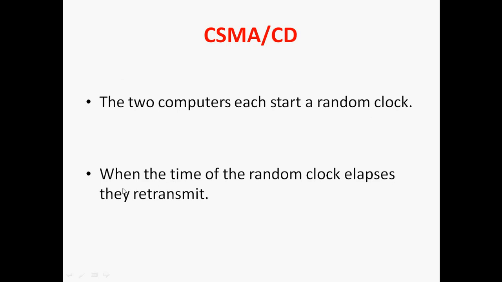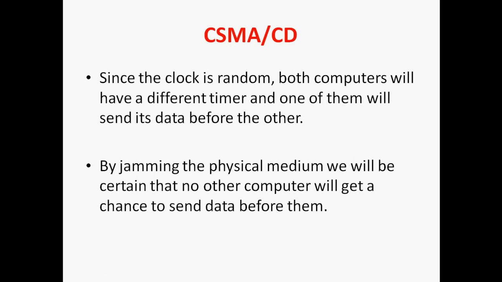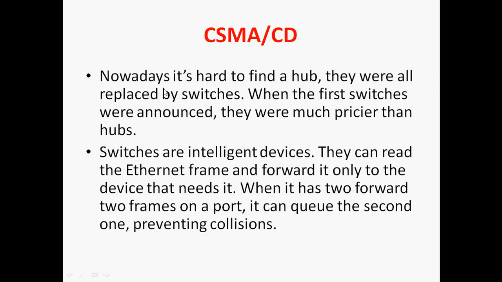Second, the two computers each start a random clock. When the time of the random clock elapses, they retransmit. Since the clock is random, both computers will have different timers, so one of them will send its data before the other. By jamming the physical medium, we are certain that no other computers will get a chance to send data before them.